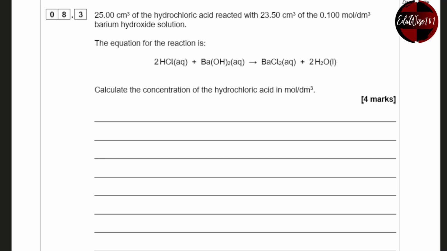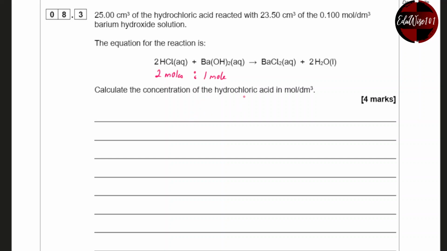25 cm³ of the hydrochloric acid reacted with 23.5 cm³ of the 0.1 mol/dm³ barium hydroxide solution. The equation for the reaction is 2 moles of hydrochloric acid is reacting with 1 mole of barium hydroxide solution to give 1 mole of barium chloride solution and 2 moles of water. Calculate the concentration of the hydrochloric acid in mol/dm³. Now, in terms of reacting moles, 2 moles of HCl is reacting with 1 mole of barium hydroxide in terms of mole ratio.